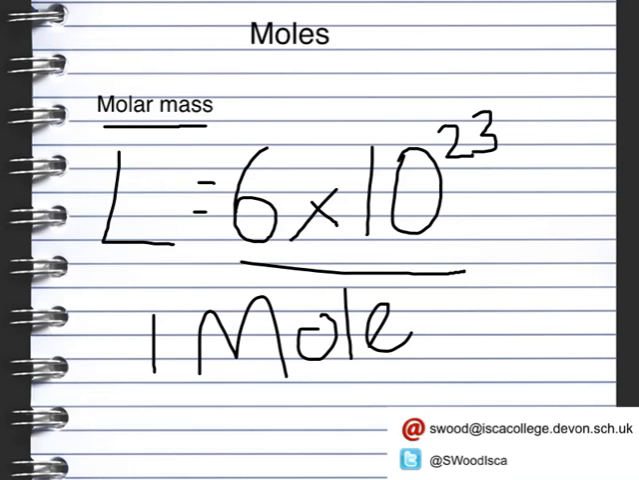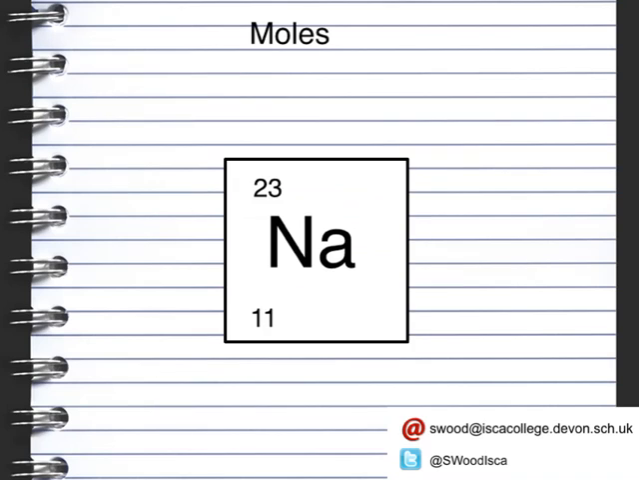So we'll have a quick look at a couple of examples. Here we have, from the periodic table, the element sodium. So we've got Na, which is the symbol here, we've got 11, which is the atomic number, and this here is the mass. This means that its relative mass is 23.